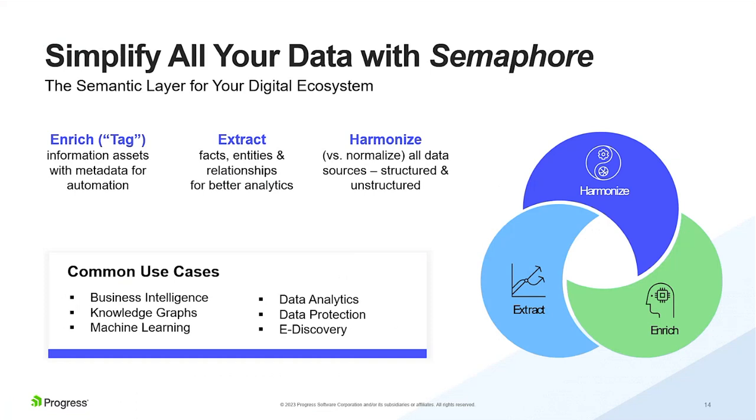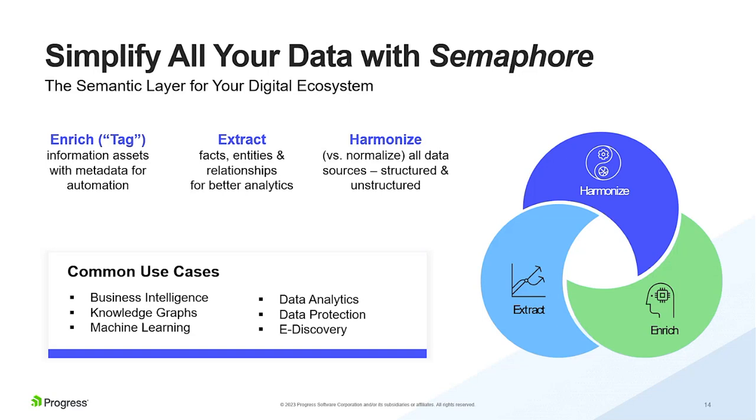So how would this work? How would we be able to get a better harmonized data story using Semaphore? Well, there are a couple of important things to remember when we're implementing Semaphore inside of an organization. One is you can think of it as middleware, sitting between your data repositories and your applications. It provides a translation service, if you will, between data speak and business speak. But at a very high level, Semaphore provides three services to your data: an enrichment service, a data extraction service, and a data harmonization service.